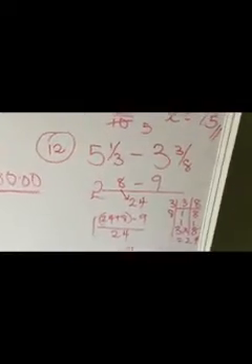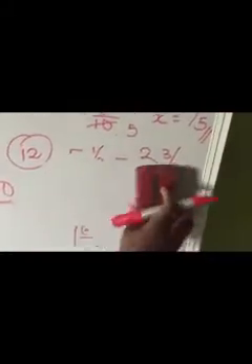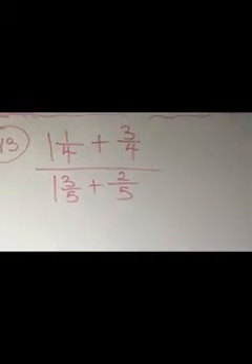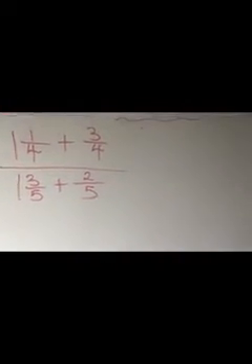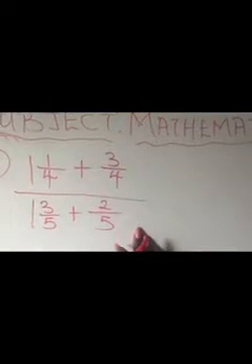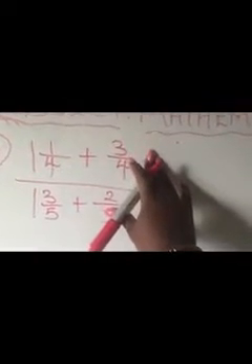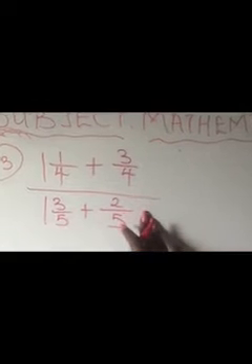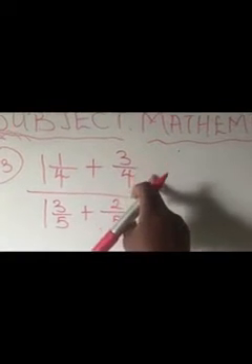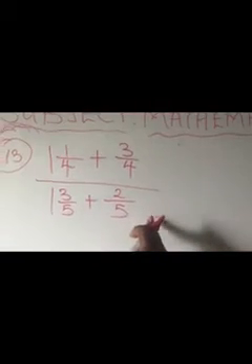I hope you can see this. Okay, number 13. So this is number 13 question, and it might look difficult and lengthy, but it's very easy. So we have this up and we have this down. All we have to do is to solve this one and solve this one before we can divide the answer gotten from this and the answer gotten from this.